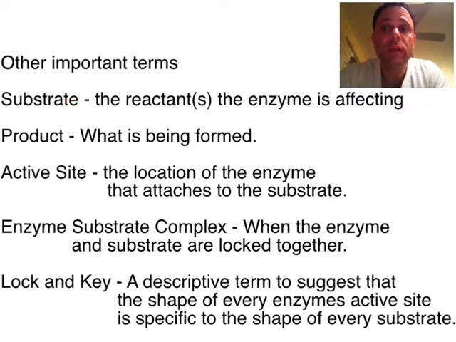Substrate: they are the reactant or reactants the enzyme is affecting, while the product is what is being formed, so the end result. The active site is the location of the enzyme that attaches to the substrate. Now the enzyme-substrate complex: when the enzyme and the substrate are locked together, that's called the enzyme-substrate complex. While the lock and key is a descriptive term to suggest that the shape of every enzyme's active site is specific to the shape of every substrate.